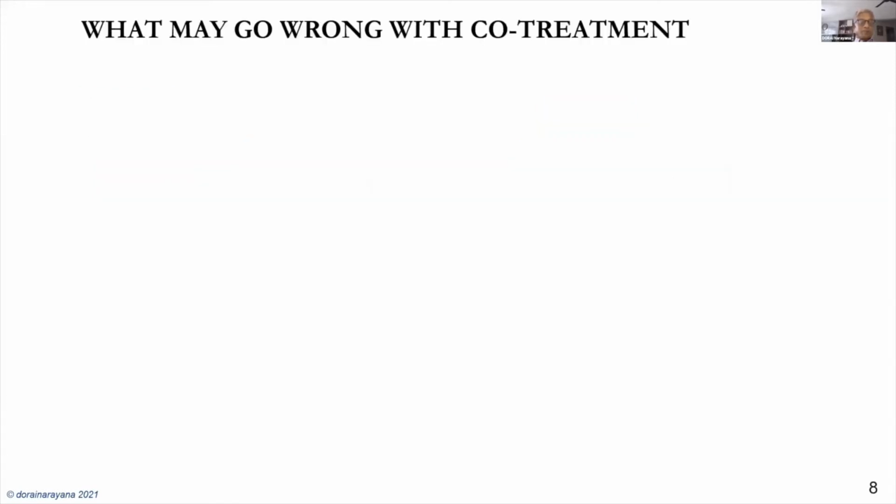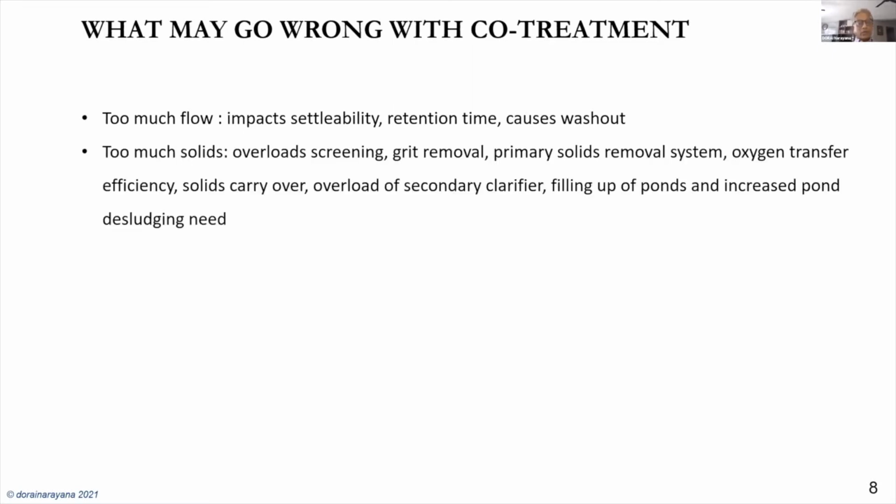So what can go wrong? So number one, the flow could be too high, right? If the flow is too much compared to the design, then the settleability in the settling tanks, the primary, the secondary, and so on, could be impacted. Retention time becomes shorter, which means process time becomes shorter. And there could be washout of whatever solids or things which are retained within the tank. During high flows, it could get washed out.